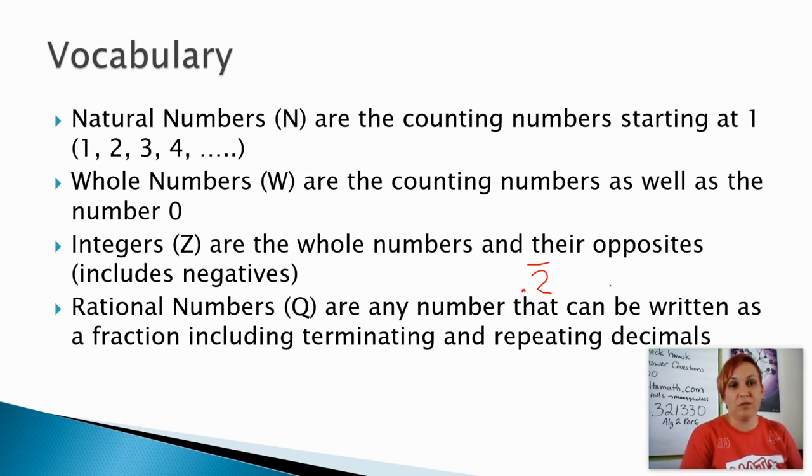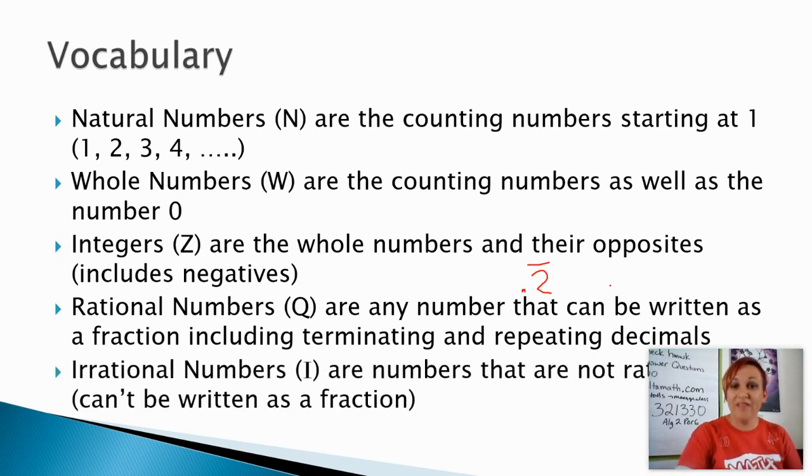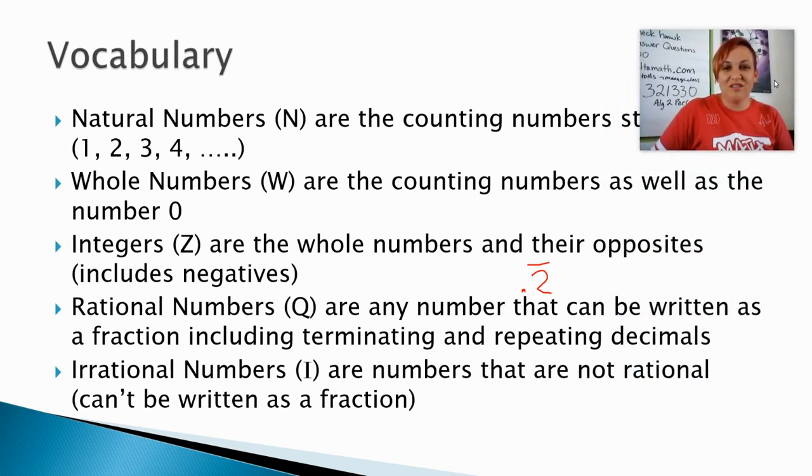Fractions are rational numbers. And since every integer can be written as a fraction, we just write it as a fraction over 1, all integers are rational numbers. All whole numbers are rational numbers. All natural numbers are rational numbers. In fact, almost every number is a rational number. The only type of number that's not a rational number is an irrational number. And literally, the definition of irrational numbers are numbers that are not rational, numbers that cannot be written as a fraction. We're going to abbreviate irrational numbers with the letter I.